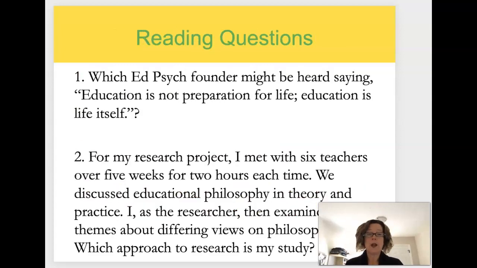Okay, so what you're going to do, for next class, is you are going to, with your reading buddy, answer which EdPsych founder might be heard saying, "Education is not preparation for life, education is life itself." A little bit of a throwback to that history section. And this is part of the reading from this week.